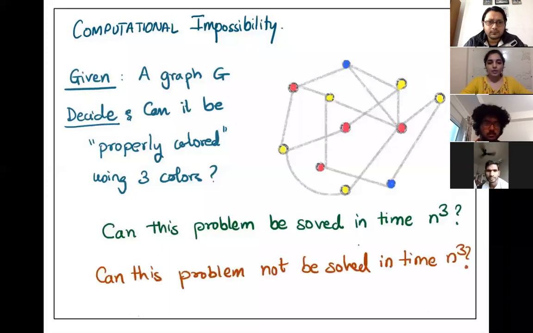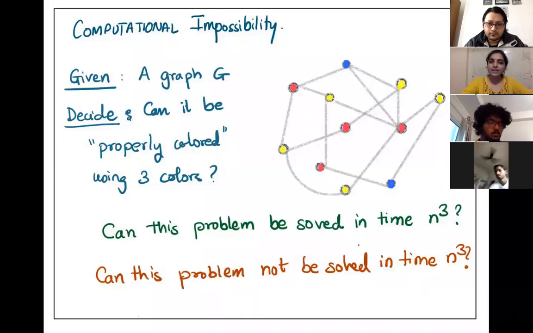And another question is, can this problem provably not be solved in time n cube? The second statement written in red is asking you to show some sort of impossibility, because I'm going to tell you that no matter how clever you are, you will not be able to come up with an algorithm for this problem that runs in time n cube and gives a valid answer to the question that is being posed.